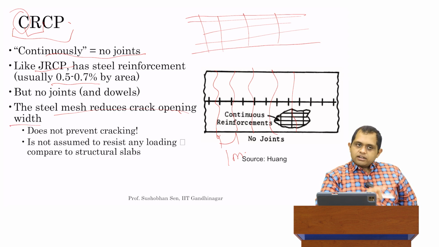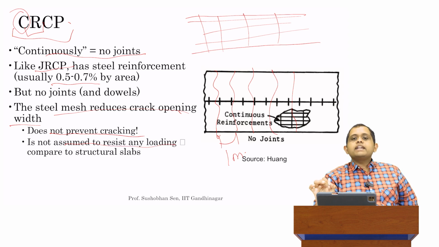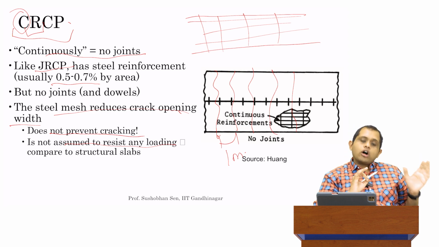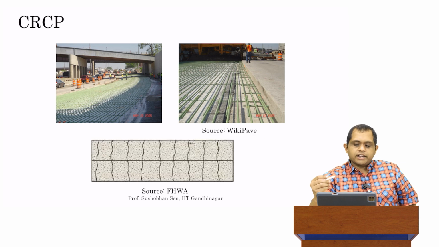The steel in JRCP as well as in CRCP does not prevent cracking. It is assumed not to resist any loading. It just holds the crack together. Very big distinction from structural engineering, and that's the primary difference between how concrete pavements are designed versus how structural slabs are designed. And we'll come back to this further in later lectures.